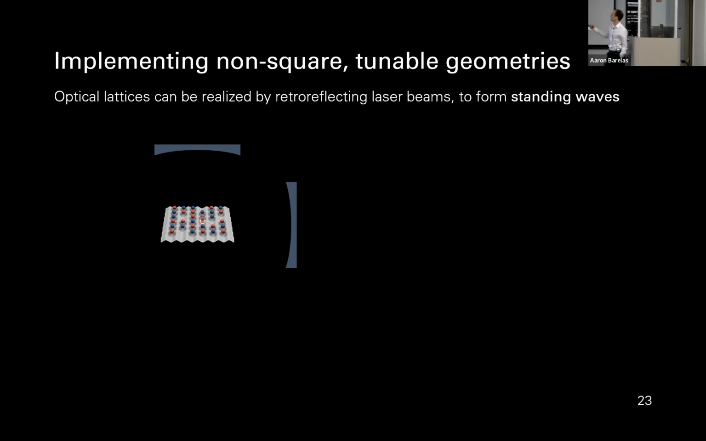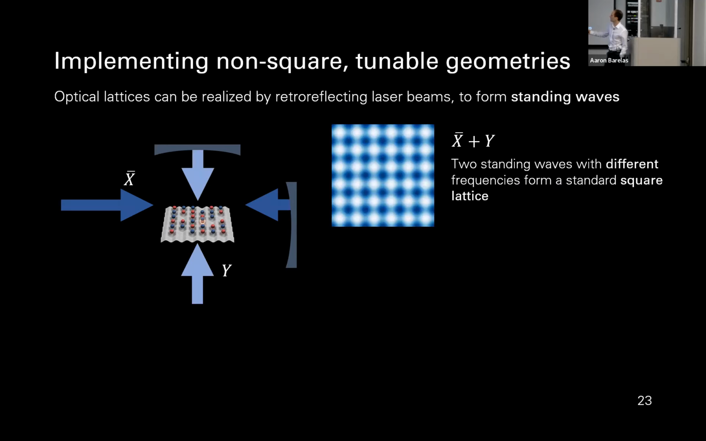One way to do that is to take laser beams and reflect them against mirrors in order to form standing waves. Typically, in order to create a square lattice, experimentalists take two pairs of such beams that are orthogonal to each other, and that's maybe one subtle element.